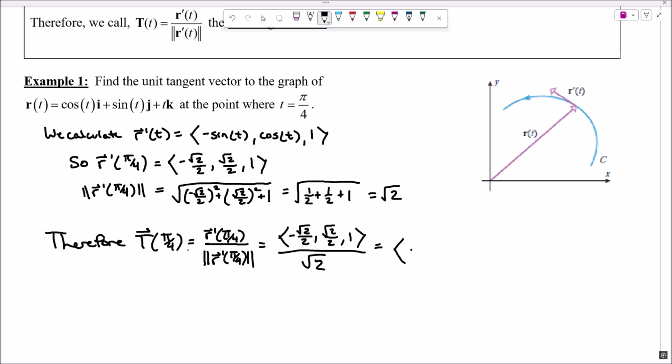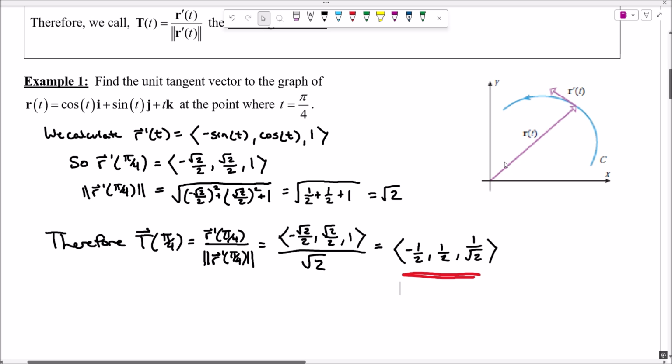If I did this, that would leave me with negative 1/2, positive 1/2, and then 1 over root 2 over there. So boom, I've done it. I've found this unit tangent vector. It's just that vector that's on the curve here, and I've just shrunk it down to a size of 1. A fairly easy type of calculation to do.